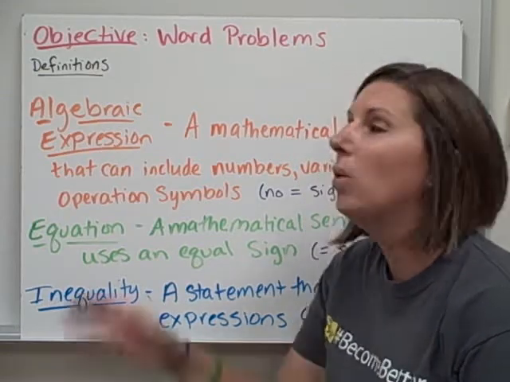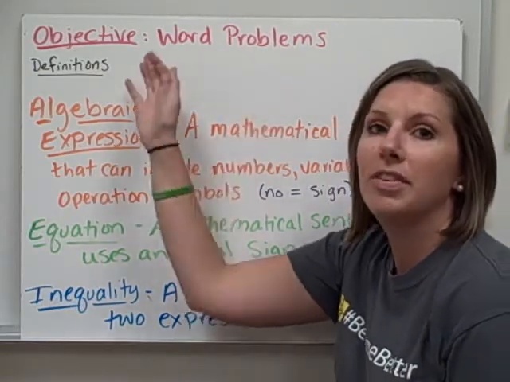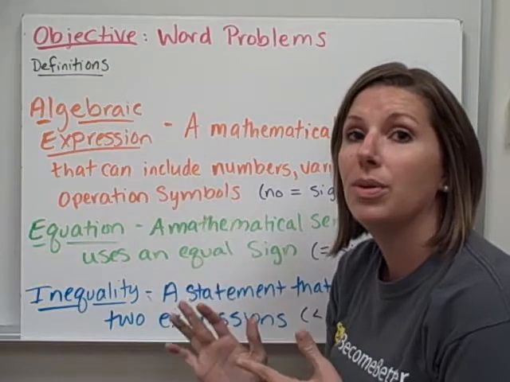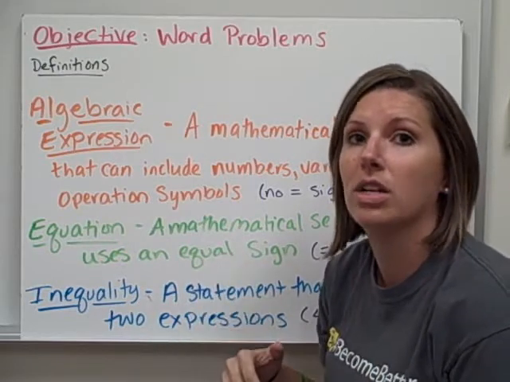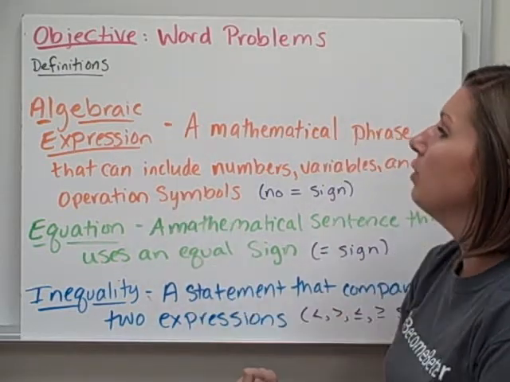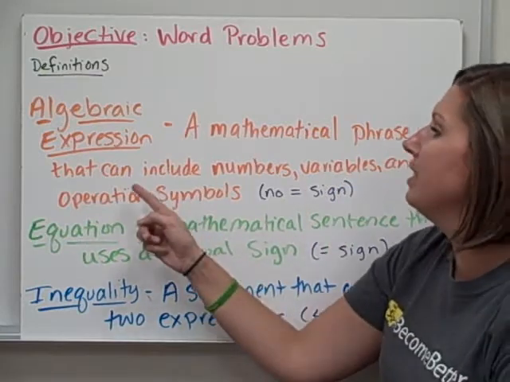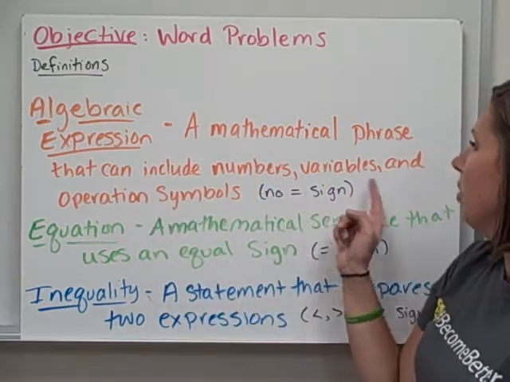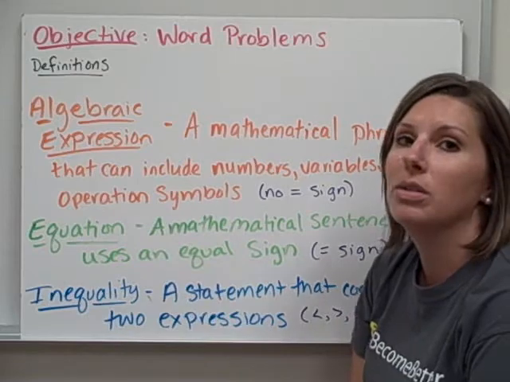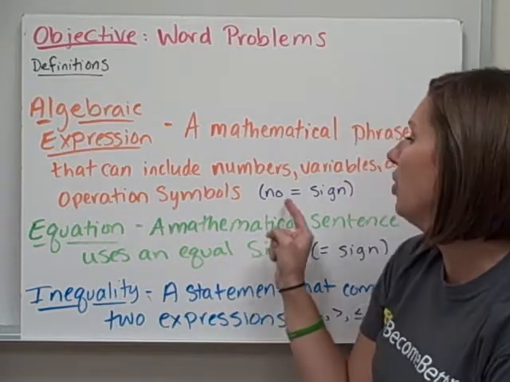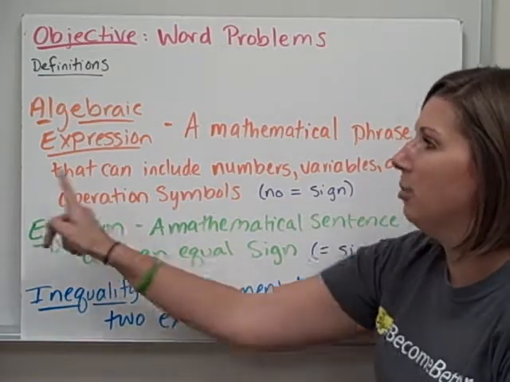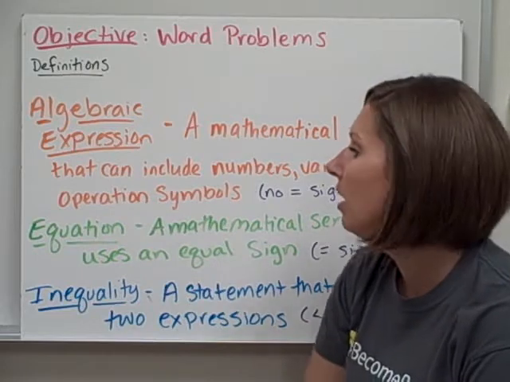Today we're going to talk about word problems, some definitions. These are a review of the definitions we've already talked about. Algebraic expression, a mathematical phrase that can include numbers, variables, and operation symbols. A quick hint, there are no equal signs in algebraic expressions.